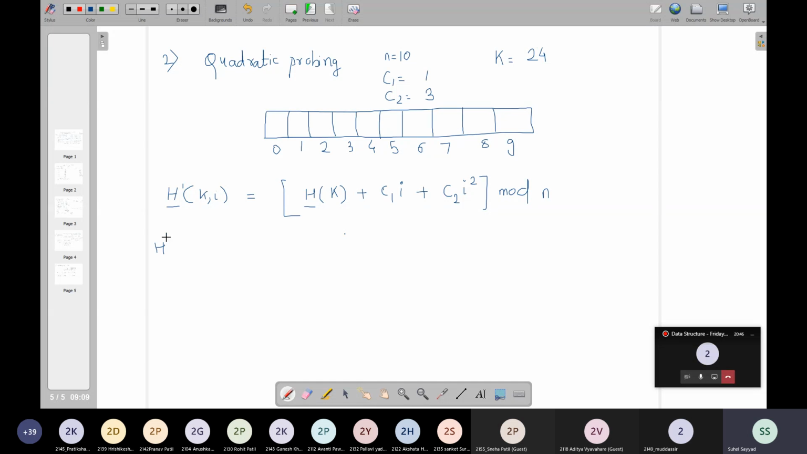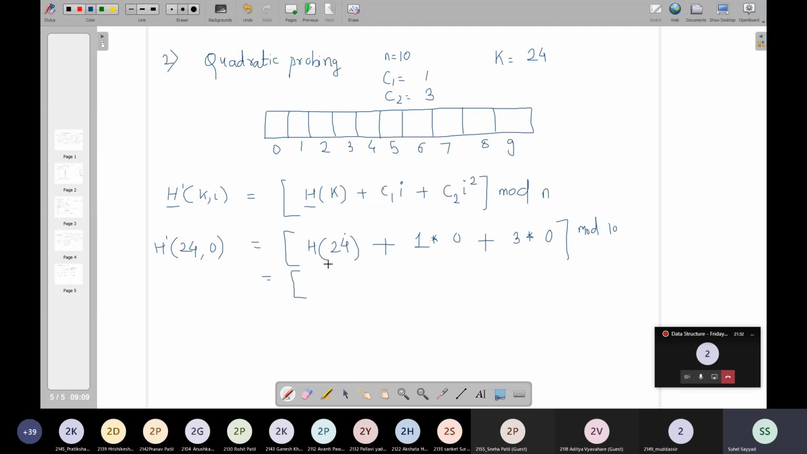So I am solving h dash of 24 comma I, and the initial value of I will be 0. So this will be nothing but h of 24 plus C1 times I. What is C1? C1 is 1. So 1 multiplied by 0, because the value of I is 0. Plus C2, what is C2? 3, multiplied by I square. I is 0, so it is 0 square. Mod n. What is n? 10. So mod 10.